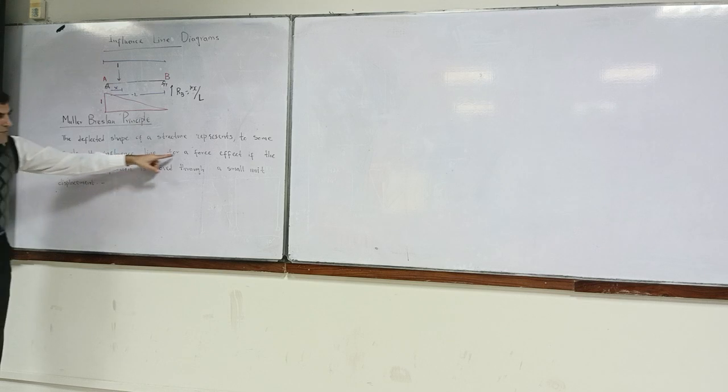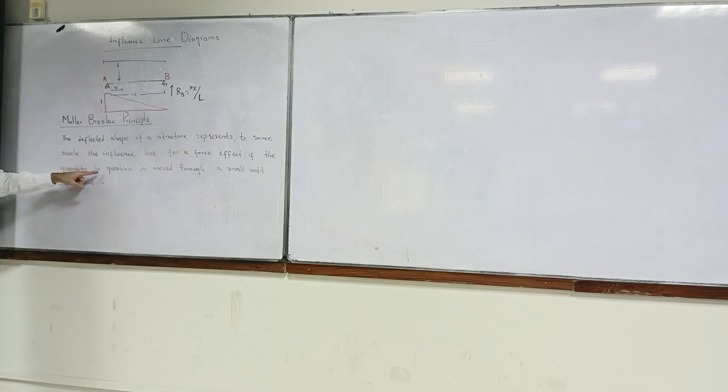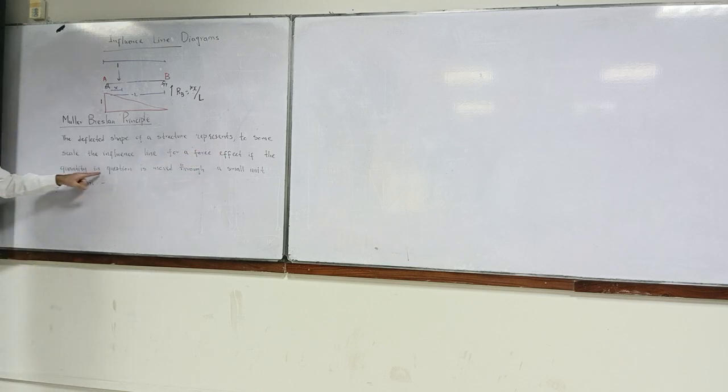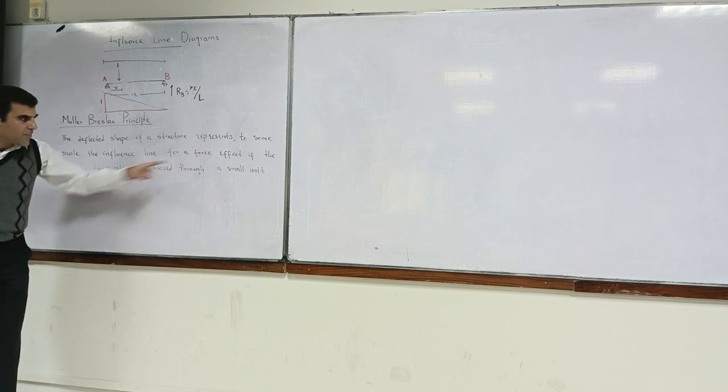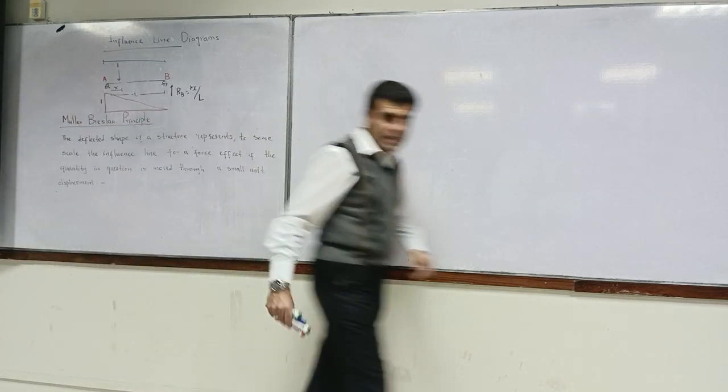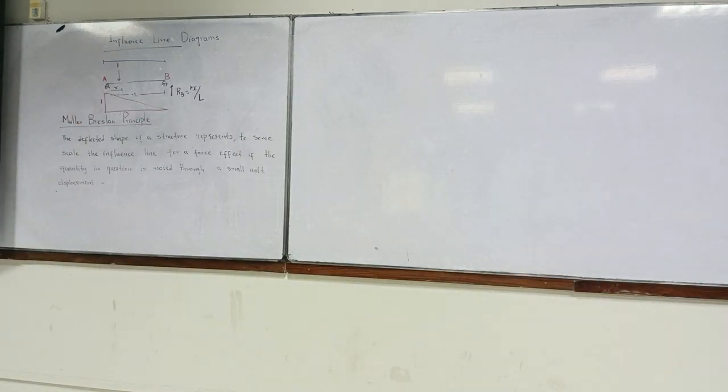The influence line for a force effect, if the quantity in question is moved through a small unit displacement. Force effect can be shear, bending moment, reactions, all that. In our case, it's reaction. So we have moved it by a small unit displacement and we get our influence line. Any question about this one? Have a look at it and please tell me if you don't understand.